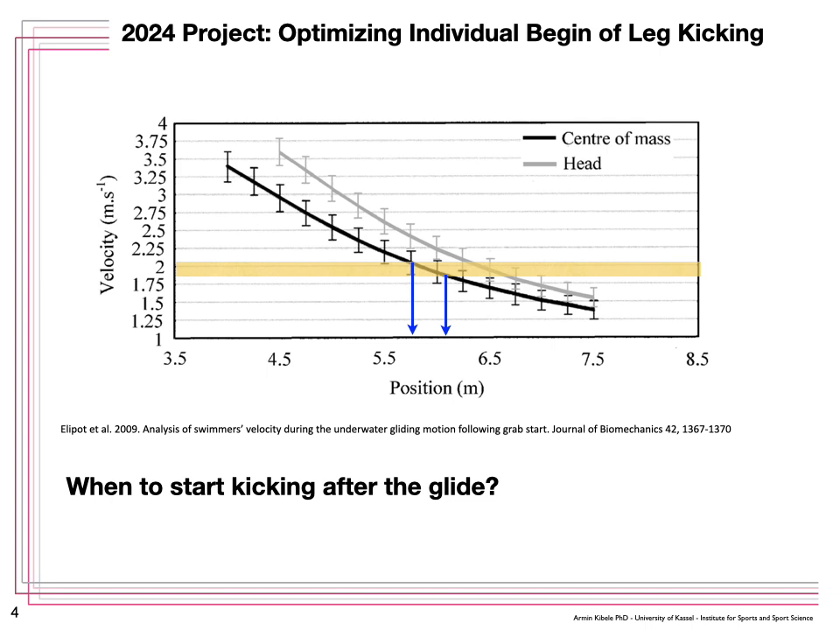Therefore, the goal of our study is to empirically find the individually best timing of the kick and to use a feedback system to allow swimmers to learn and adapt to this individually optimal timing pattern.